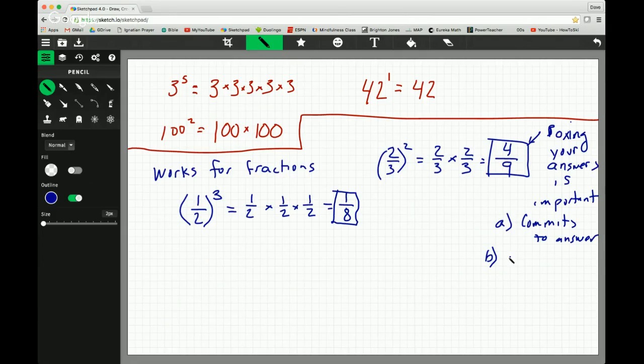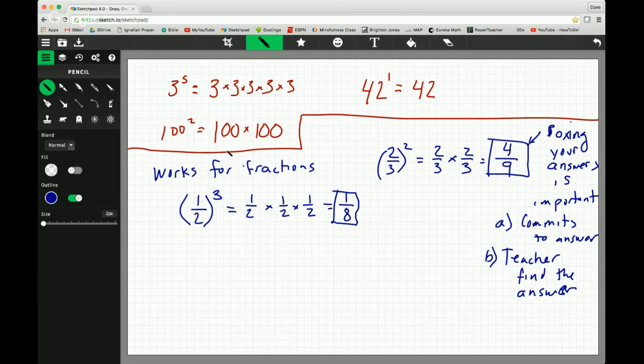And B, it helps your teacher find the answer. Sometimes on a test, if you have a bunch of scribbles written down on a paper, the teacher doesn't know which answer is your answer if you haven't boxed it. So I'm going to encourage you to do this practice. I always encourage my students in class to follow that practice as well.